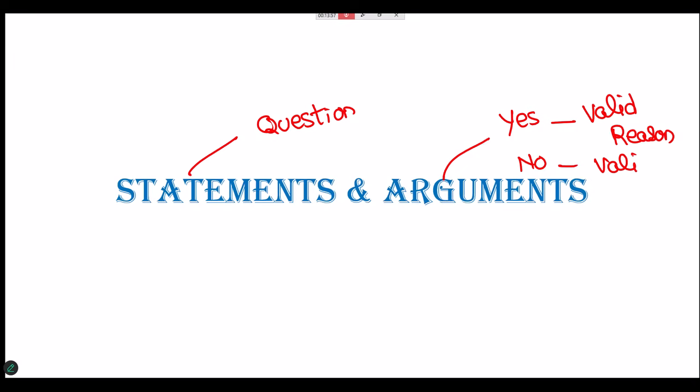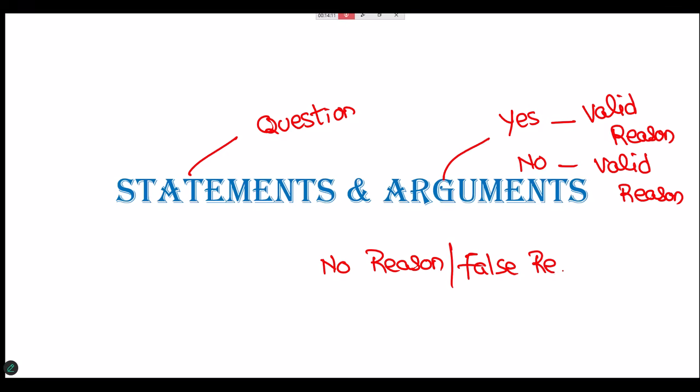If it is yes, no, both are also fine. Yes and no, both we can consider. No reason means it's a weak argument. If no reason or a false reason is mentioned, then it is a weak argument. If it is a correct reason, then it will be a strong argument. We have to see which is the strong argument.